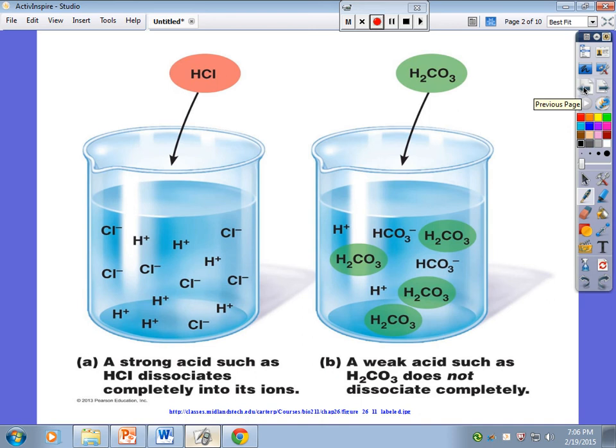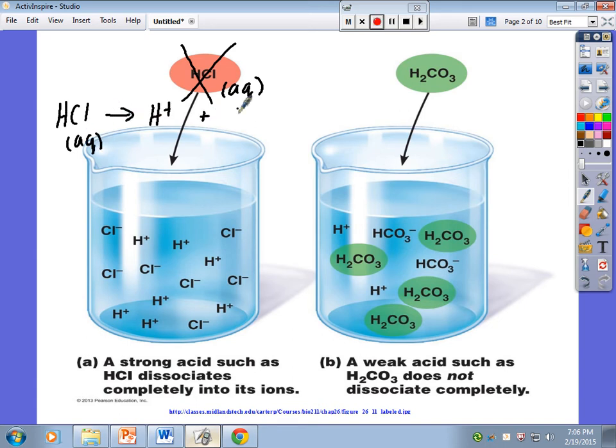Now, what does it mean to be a strong acid? A strong acid means that if I have HCl in an aqueous solution in a bottle, I have no HCl floating around at all. I have all H+ and all Cl-. So if you were to see an equation, you would see hydrochloric acid with a single arrow making hydrogen ions and chloride ions, and those are aqueous. There's absolutely no HCl floating around at all. It completely dissociates, which means it's a strong acid because I have lots of hydrogen ions floating around, and that's what makes me an acid.